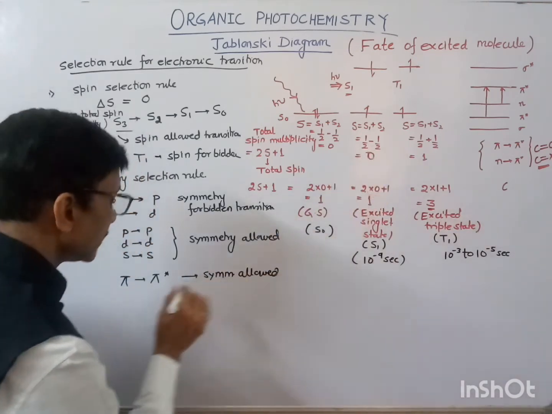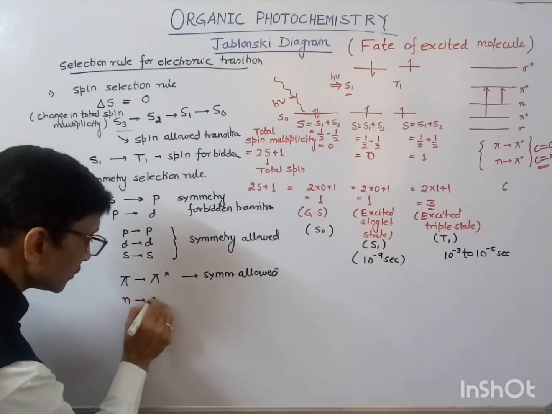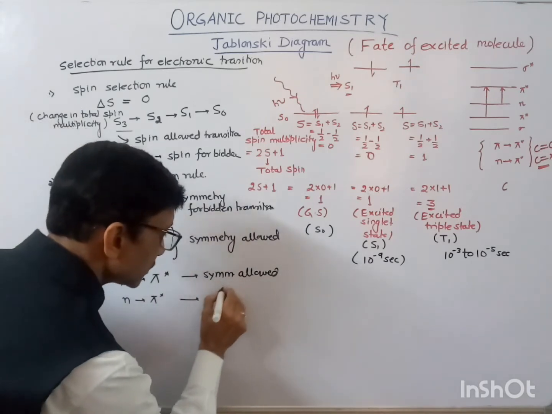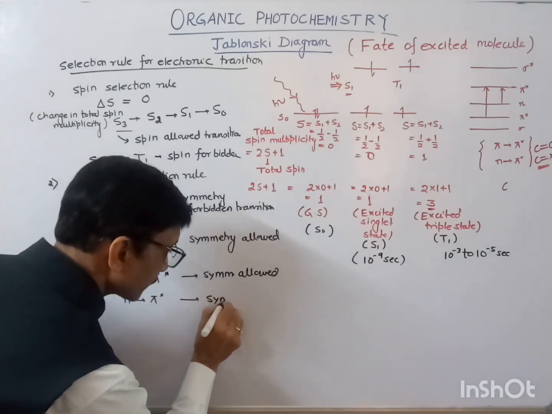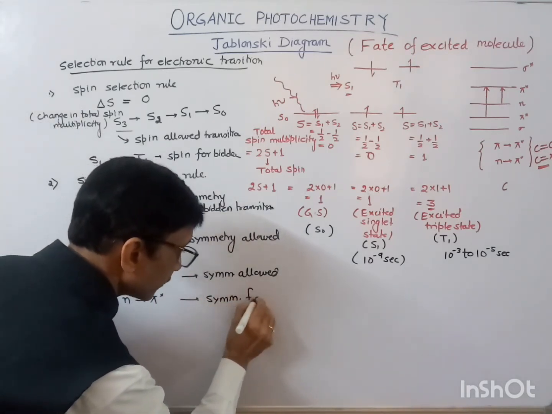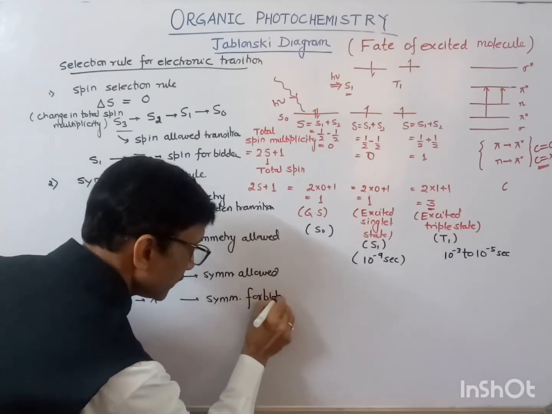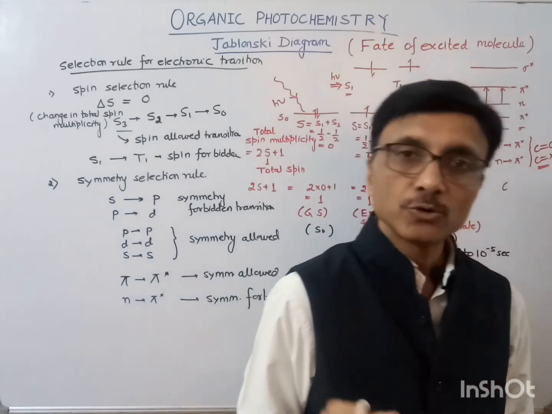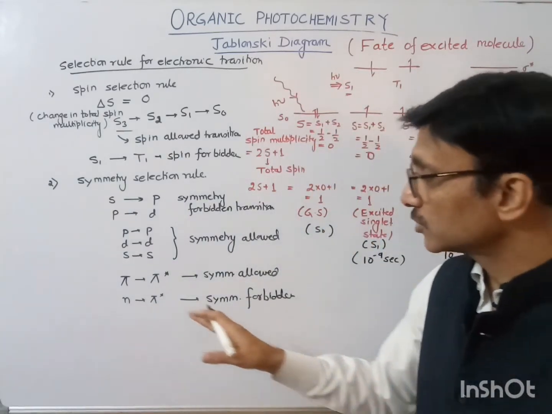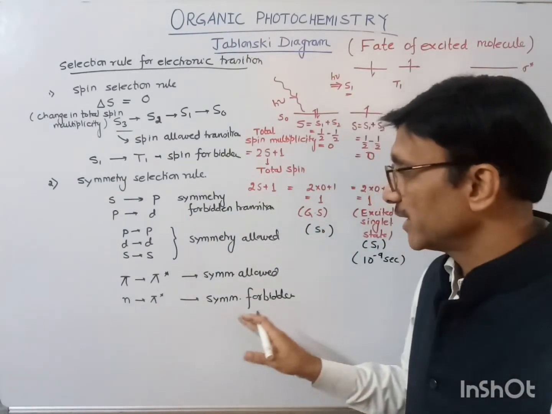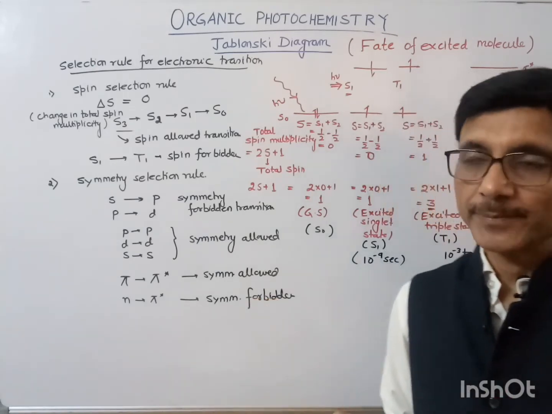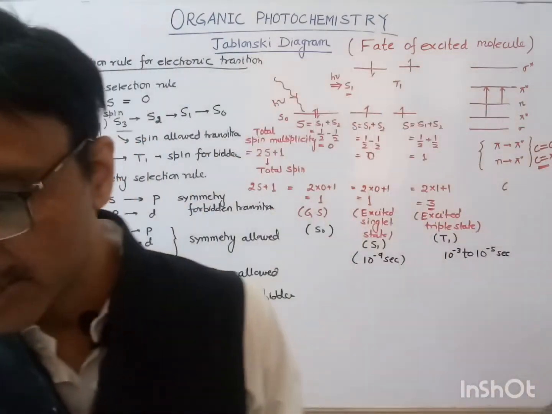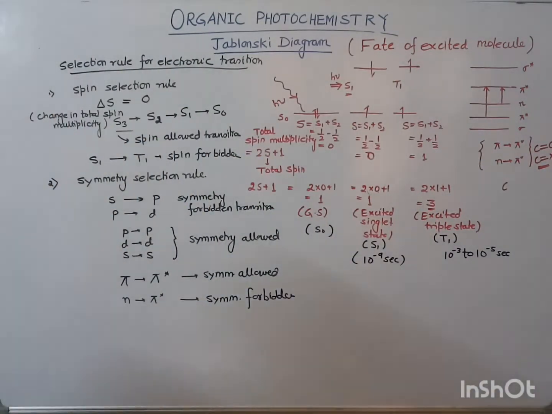Whereas the n to pi star transition has different orbital symmetry, so this is a symmetry forbidden transition. But it doesn't mean that the n to pi star transition is not important. Both the n to pi star and the pi to pi star transitions are very important in organic photochemistry. Now after that I should explain the Jablonski diagram.